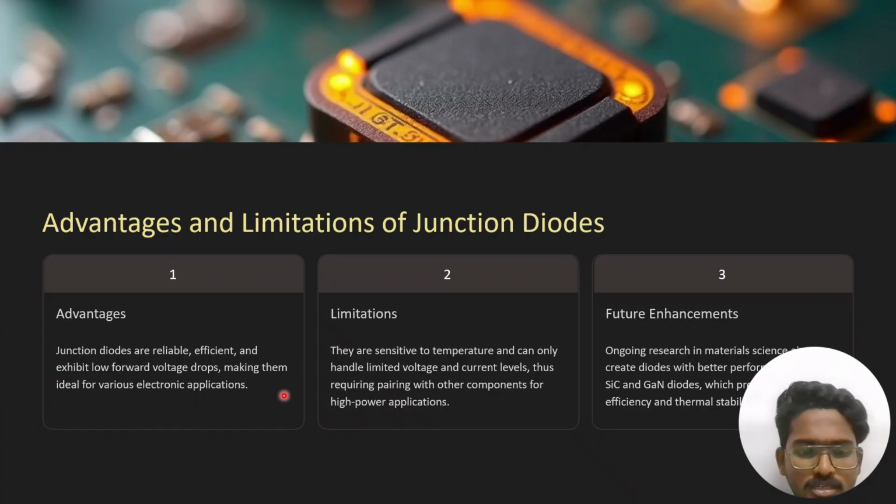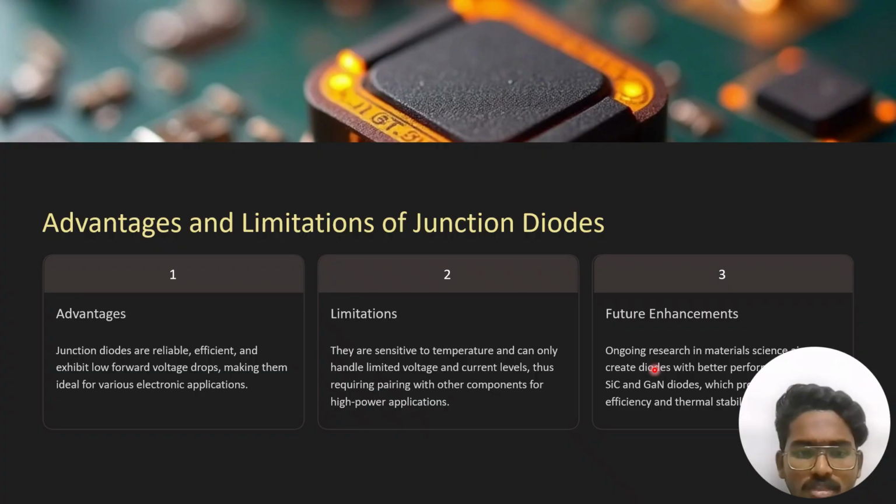And the limitation, it is sensitive to temperature, with limited voltage and current handling. It means they are sensitive to temperature and can only handle limited voltage and current levels, thus requiring pairing with other components for high power applications.